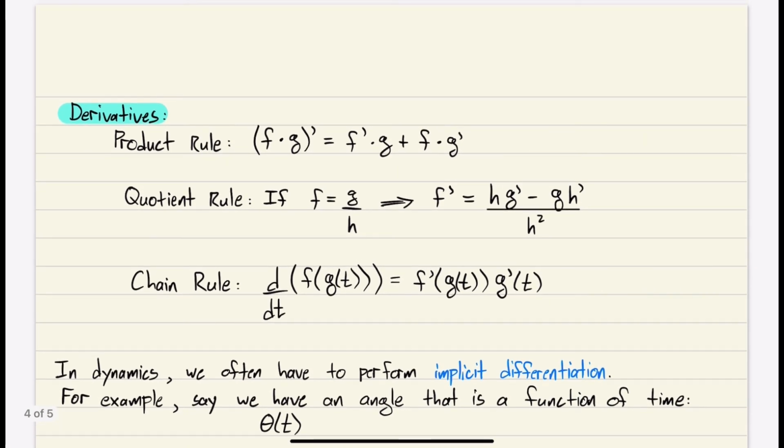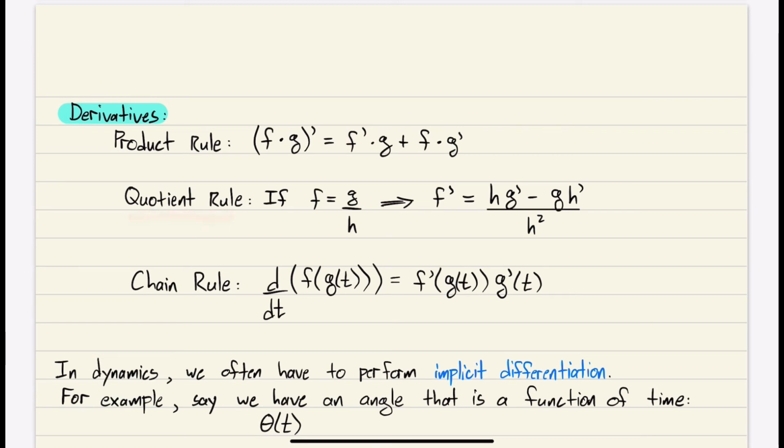Derivatives. All right, very important. We're going to do this a lot in all of our videos, so let's go over some of the rules we use all the time. First, the product rule. If you're taking the derivative of the product of two functions, the mnemonic I know is derivative of the first times the second plus the first times the derivative of the second. So f prime times g plus f times g prime.